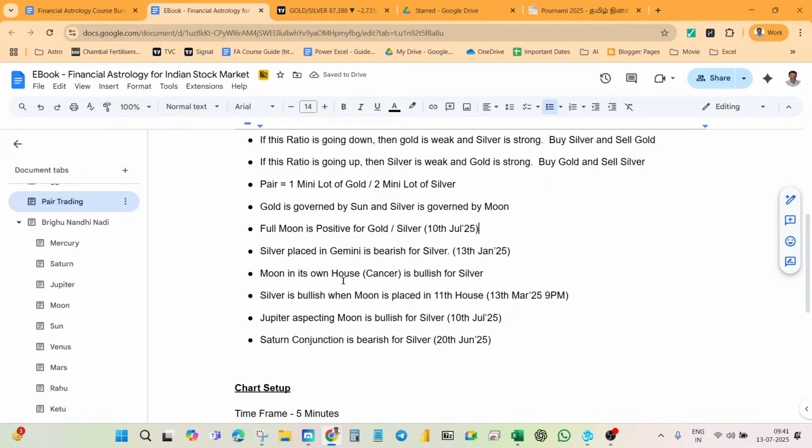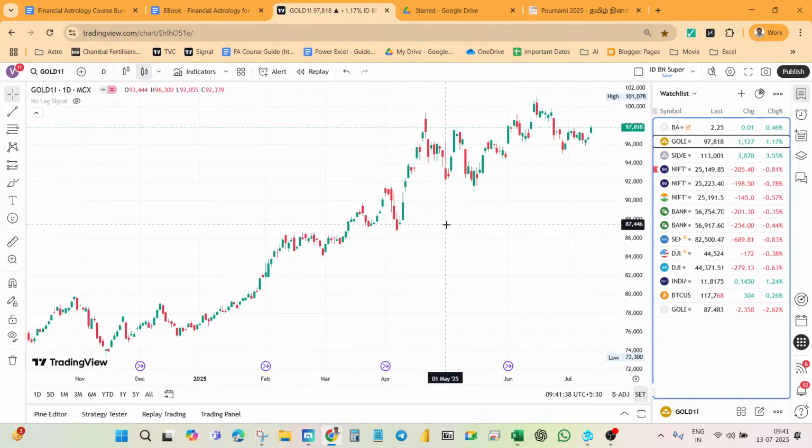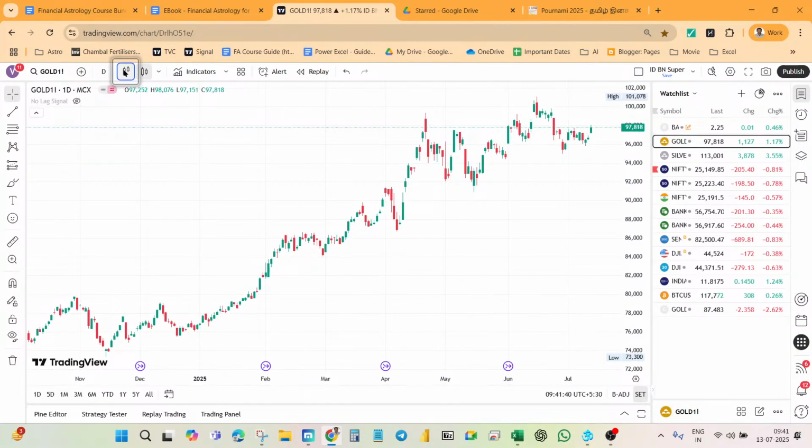Any rule, for example, if you see here, silver placed in Gemini is bearish. Even though it is a full moon, if it is in Gemini, then it may not activate the bullishness for silver. That's the rule you have to follow. Once you follow this, then you see the ratio. What is the ratio here? Also use a Heikin-Ashi candle.